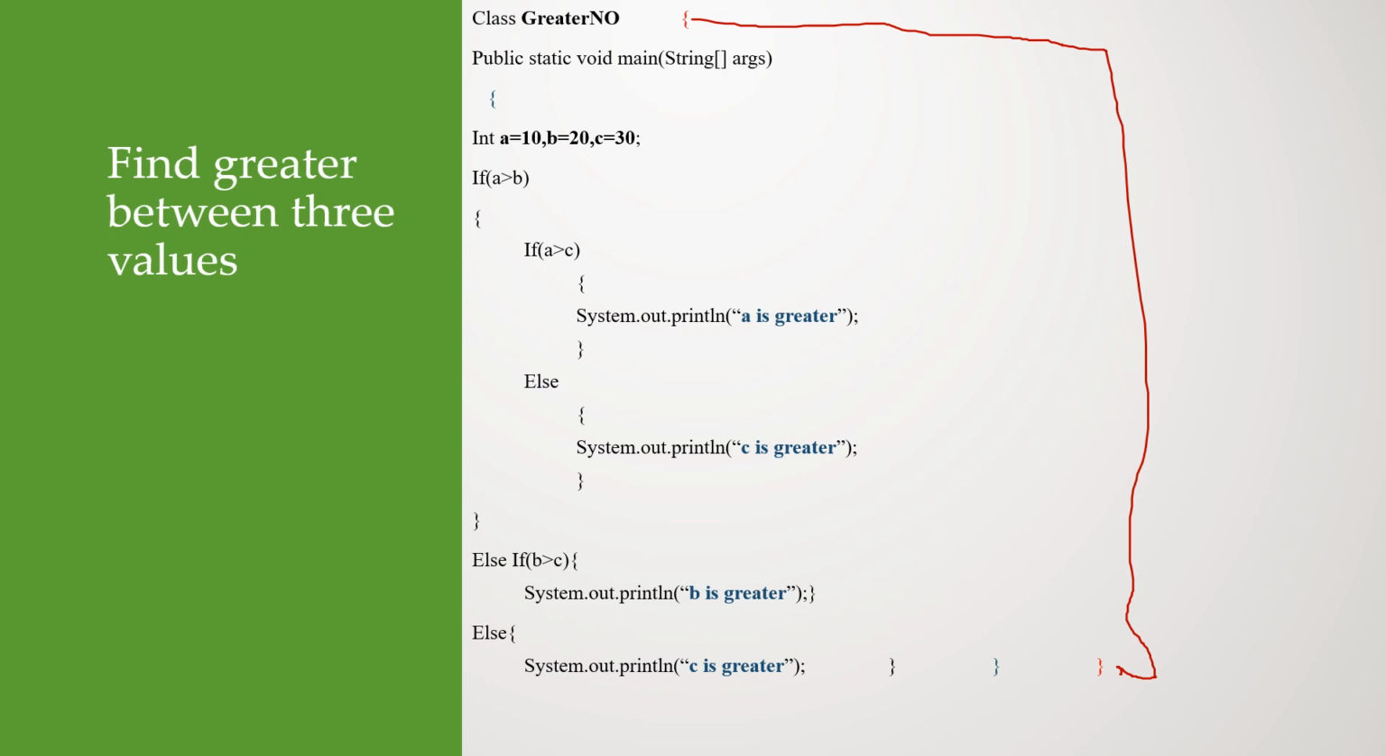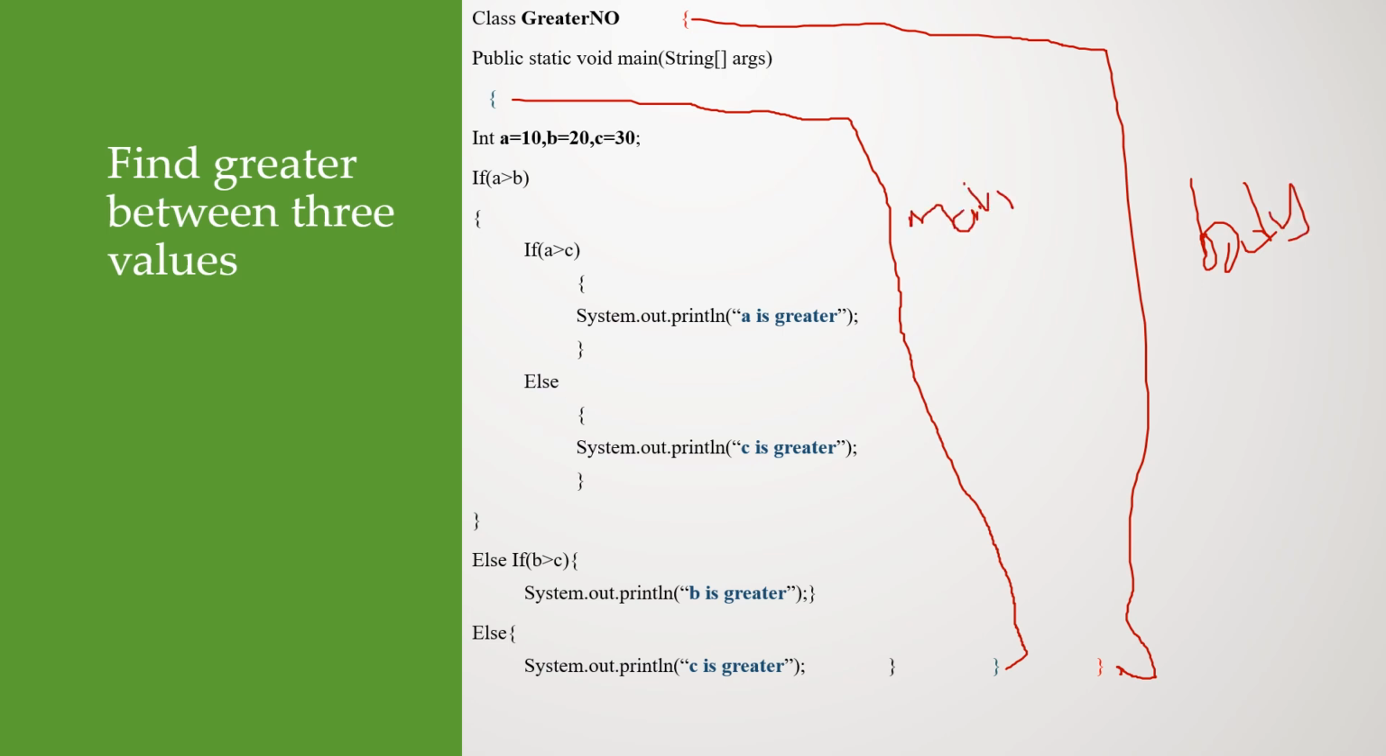So class is a keyword, and GreaterNumber is the identifier or class name. public static void main(String[] args) is the main method. In this main method, from where to where is it? From here to here, this main method is there. So this is the body, and this is the main method.